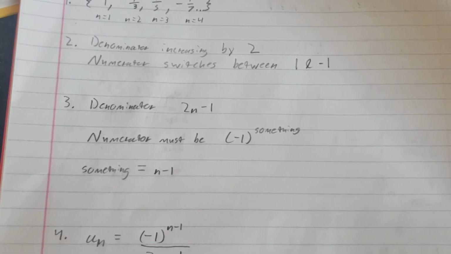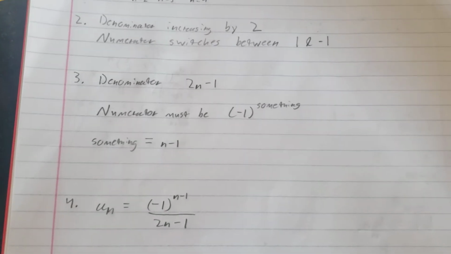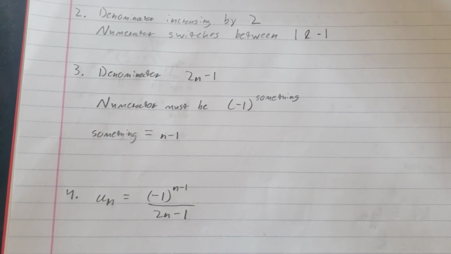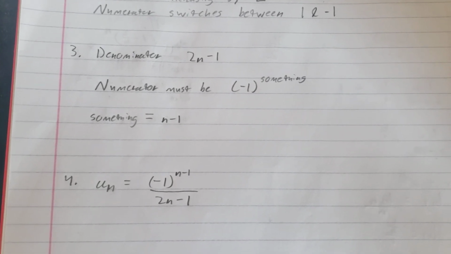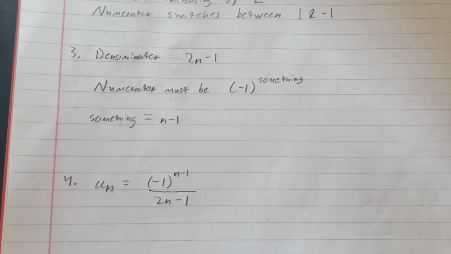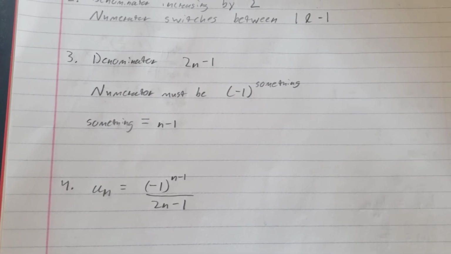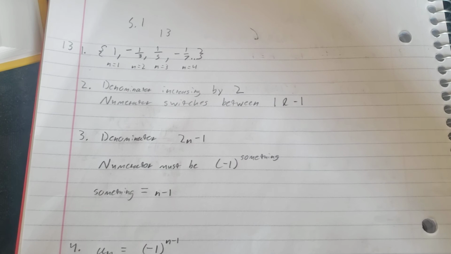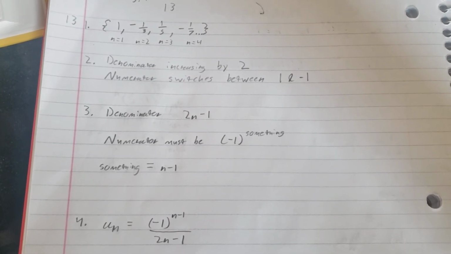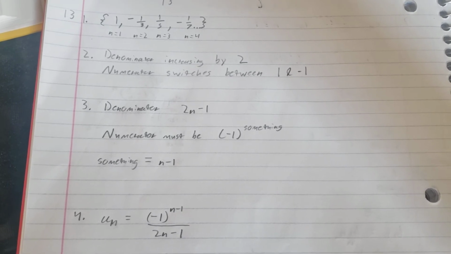Once you get these three parts, you can then combine them into your formula for a sub n. In this case, you get negative 1 to the n minus 1 over 2n minus 1. Now, you can plug in your values of n to make sure that this works. And we're going to do that for 1 and 4, just to verify that it is correct.